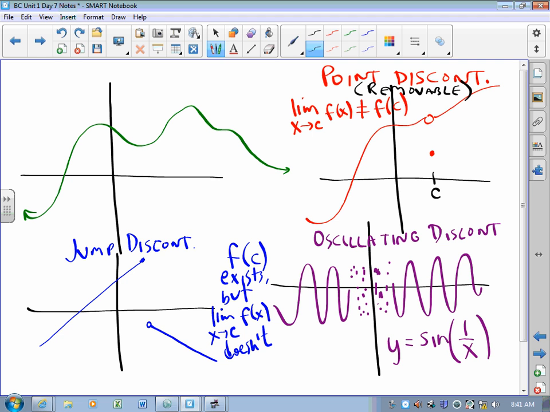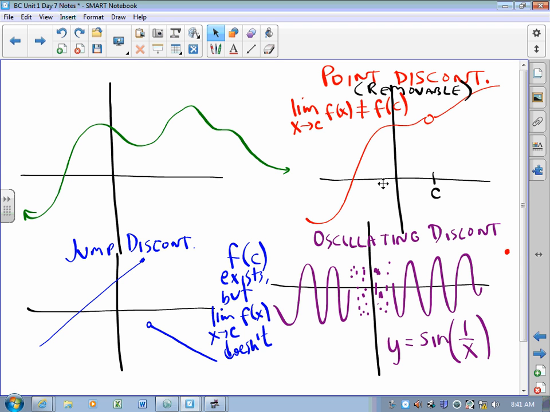And it's called removable because if we were to redefine the function in such a way that plugs up the hole, and it doesn't take much, it takes one small change, then the function would be continuous. That, in fact, is called a continuous extension of this function. Not so much with this one.